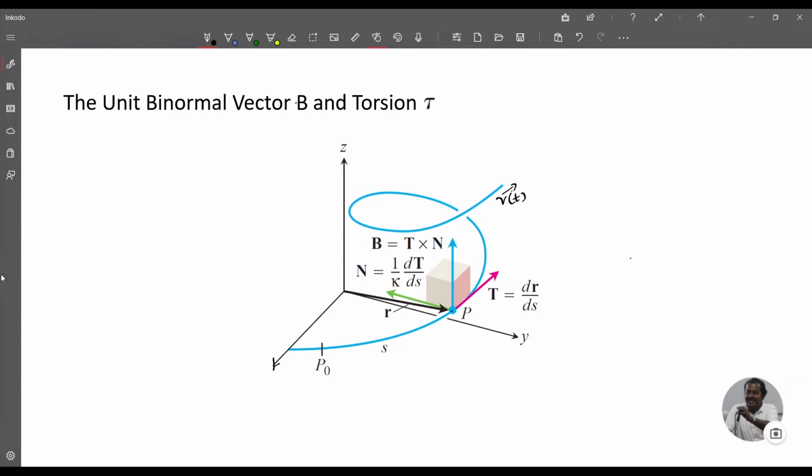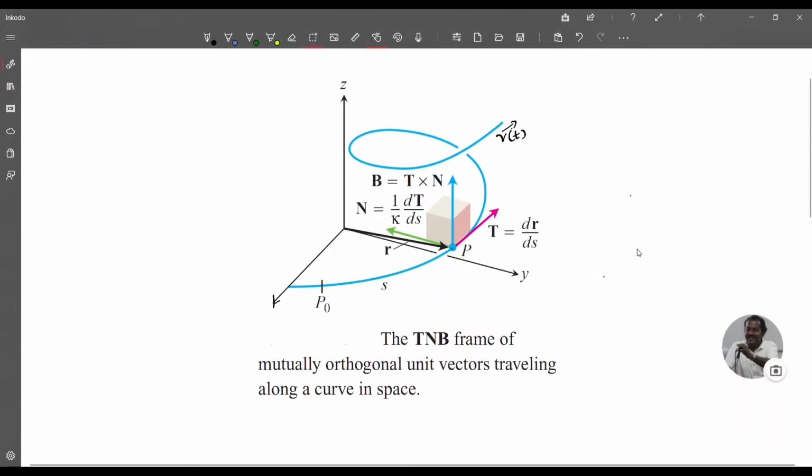So this gives three mutually perpendicular vectors corresponding to each point of the space curve. So we can see a TNB frame at each point of the space curve. So this gives the TNB frame: a frame of mutually orthogonal vectors traveling along the curve R of t.